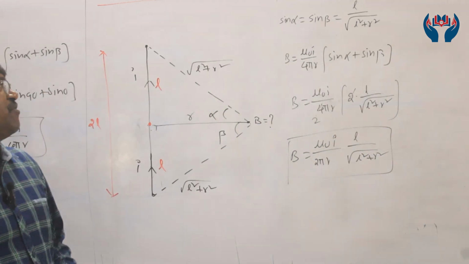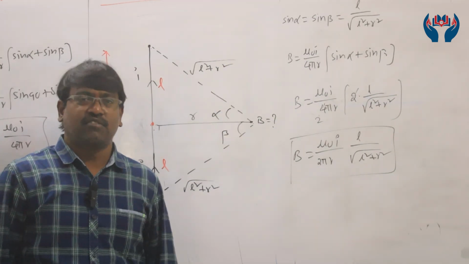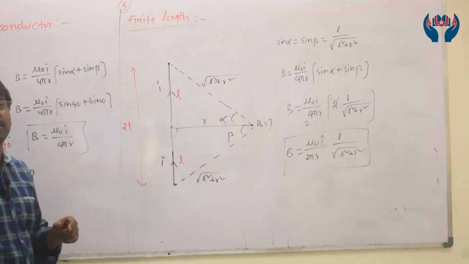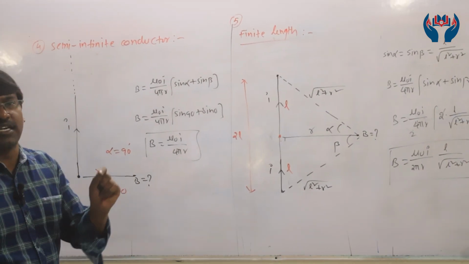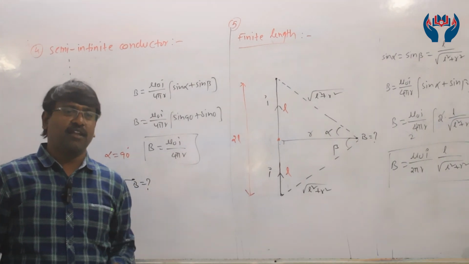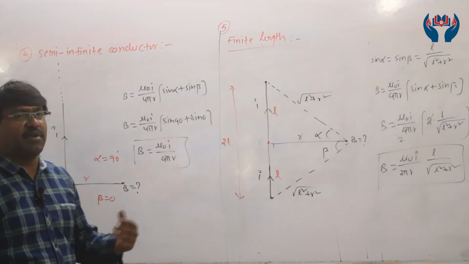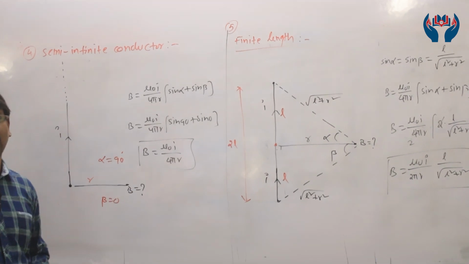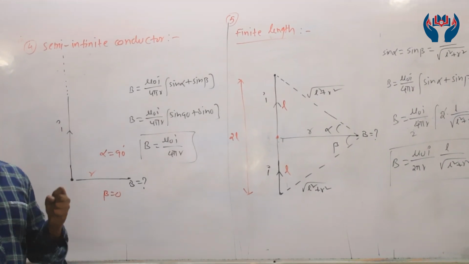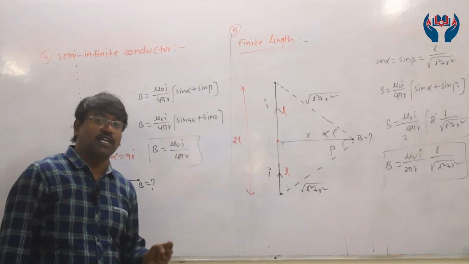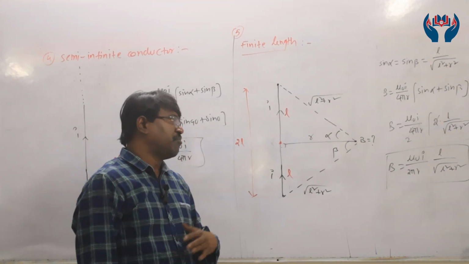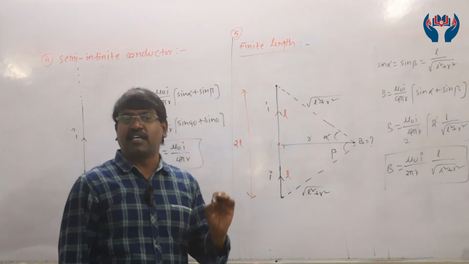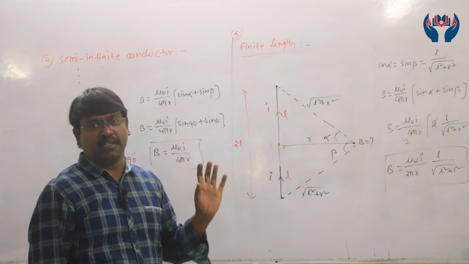If the wire is infinite, we have to remember the formula directly, that is mu naught I by 2 pi r. Likewise for a semi-infinite wire, there is a formula we can use directly. If you remember these formulas, we can solve the problems easily.